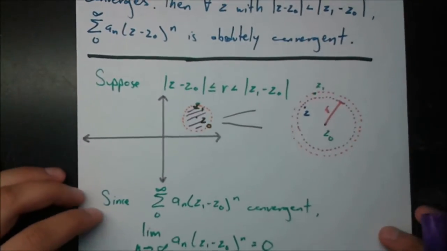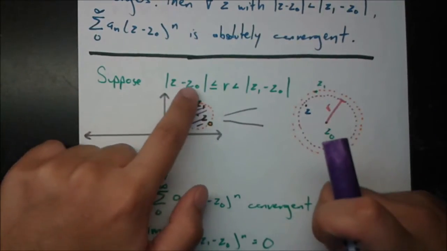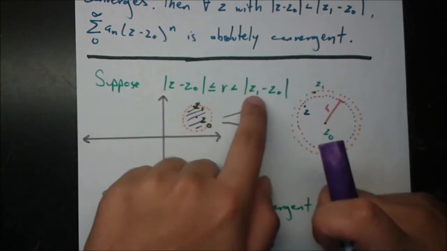So let's go right into the proof. It's not that bad of a proof. So the proof starts here. Suppose that the modulus of z minus z naught is less than or equal to r, and that r is less than the modulus of z1 minus z naught.